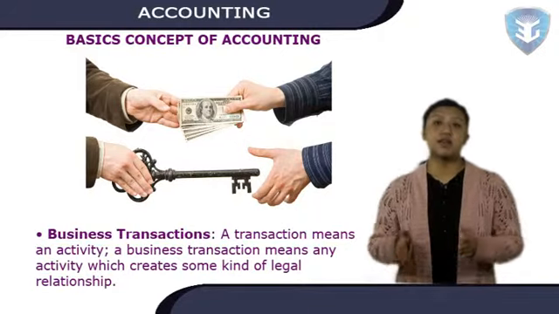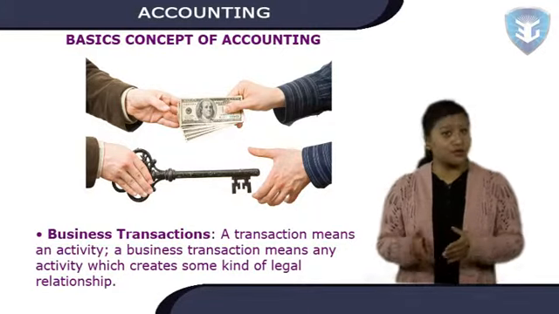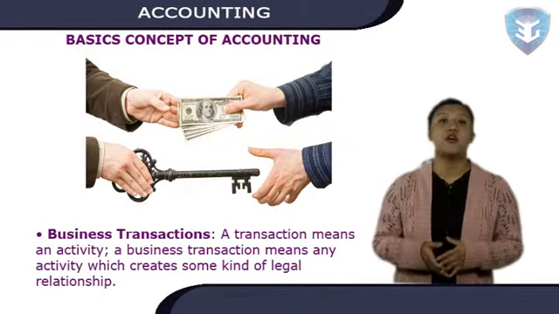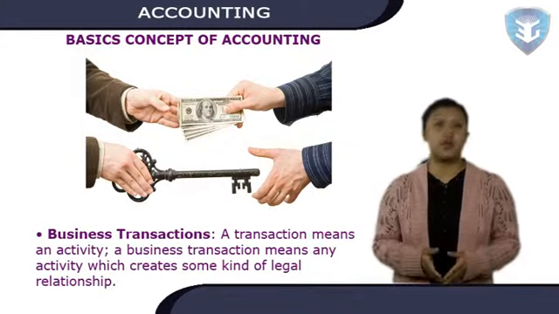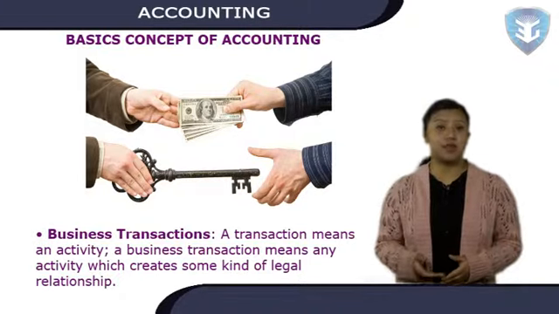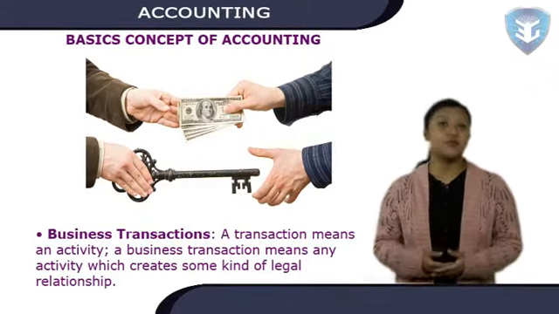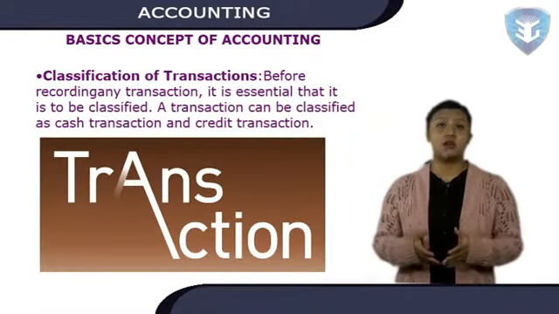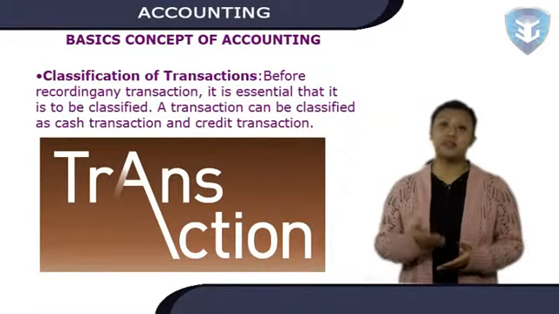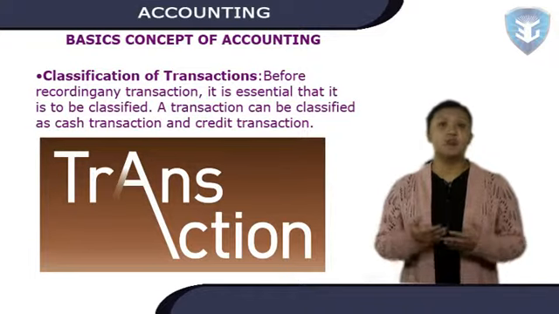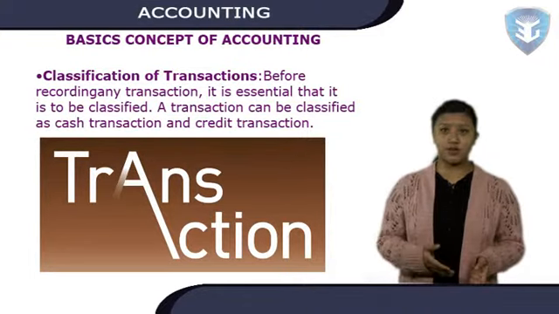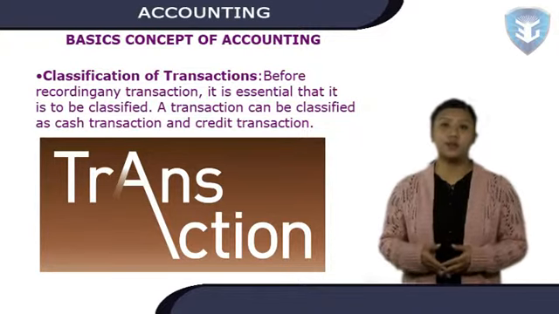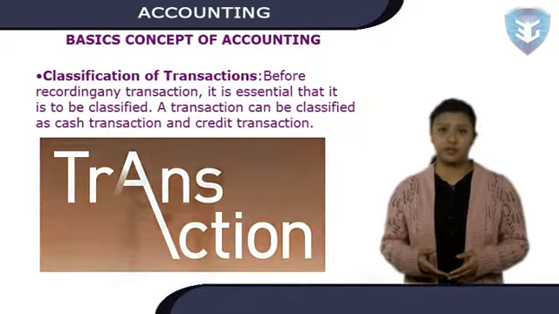Business transactions. A transaction means an activity. A business transaction means any activity which creates some kind of legal relationship. For example, purchase and sale of goods, appointing an employee and paying his salary, payment of various expenses, purchase of assets, etc. Classification of transaction. Before recording any transaction, it is essential that it is classified. A transaction can be classified as cash transaction and credit transaction. Similarly, transactions of receiving income and payment of expenditure can be segregated.